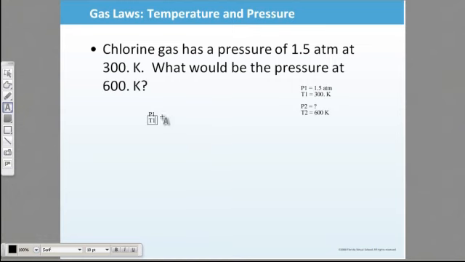All right, so again, we got our formula. Take me just a second here to write it up. P1 divided by T1 equals P2 divided by T2. Okay, so it's just a matter of plugging those in. All right, so our P1 was 1.5 atmospheres. T1 was 300 Kelvin. P2 is the one we're solving for, and T2 is 600 Kelvin.